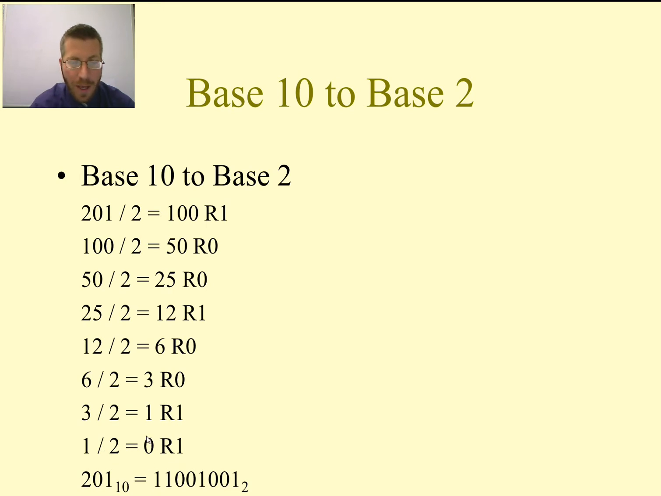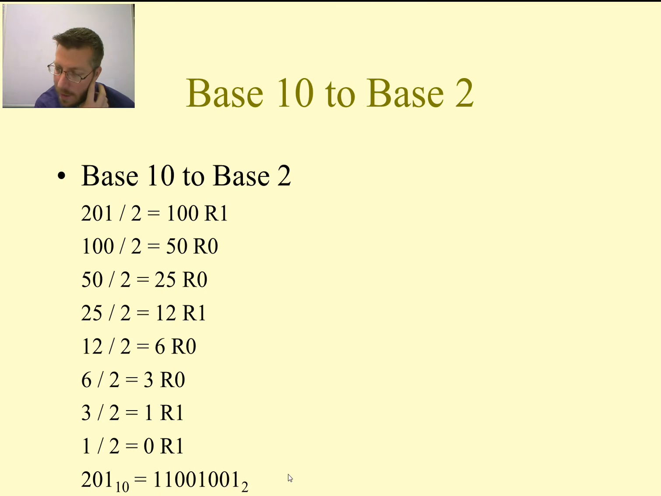From this point, we are going to copy the remainders from the bottom to the top. So we write down 1, 1, 0, 0, 1, 0, 0, 1. You see that I've done that right here? 1, 1, 0, 0, 1, 0, 0, 1. So we copy those numbers down there. That becomes our base 2 equivalent of our number 201 in base 10.